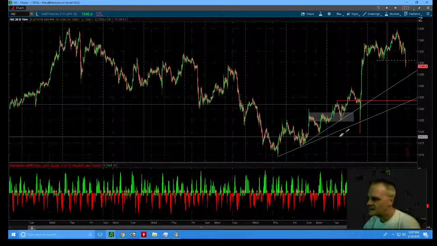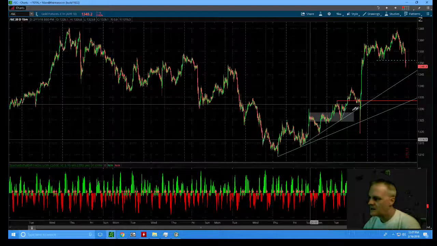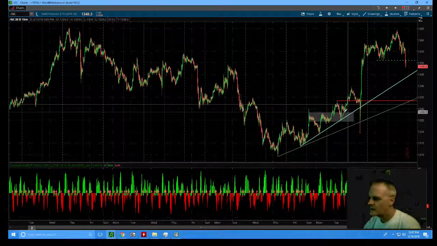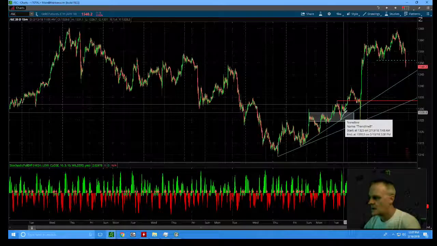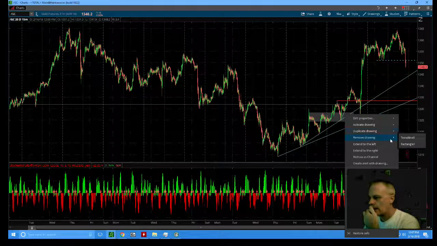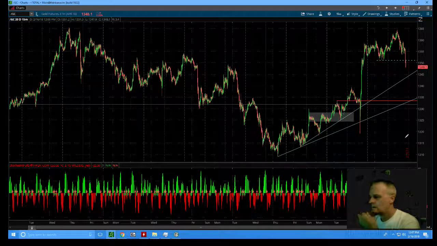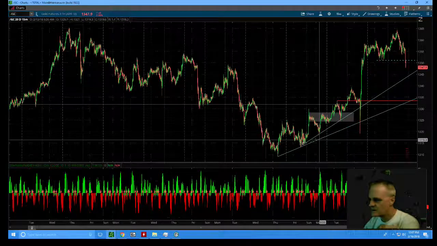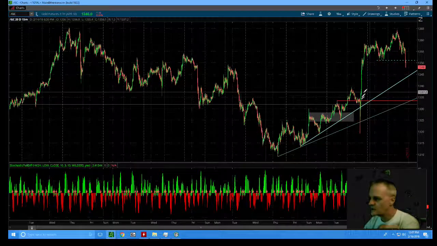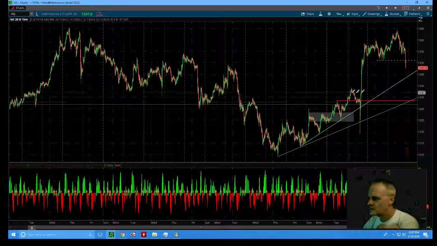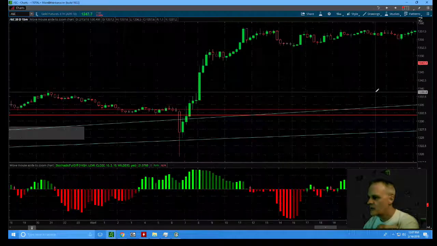Now I get that this trend line cuts through here. I drew this because it's a best fit trend line, because there's a lot of points where it touched. So that tells me that this kind of move down was just sort of an anomaly.